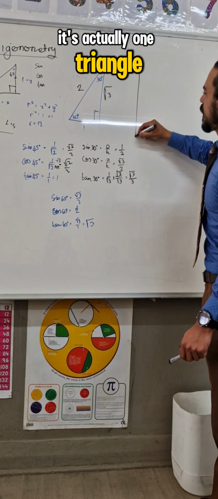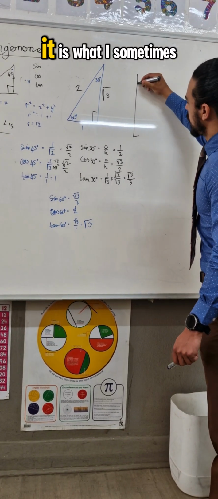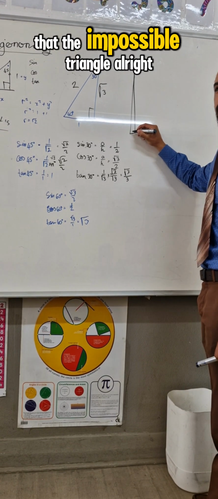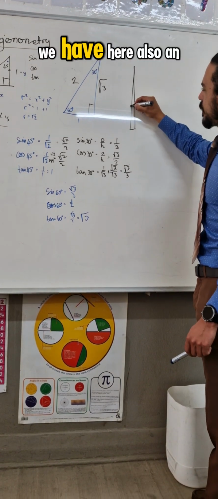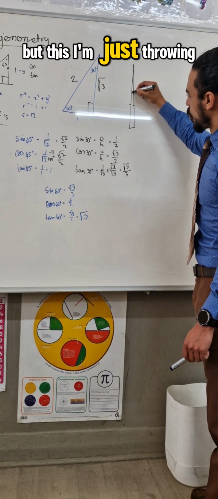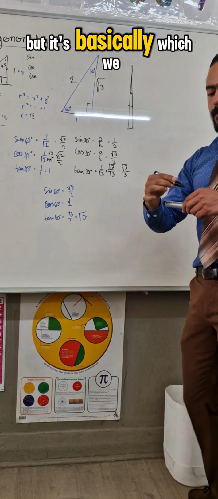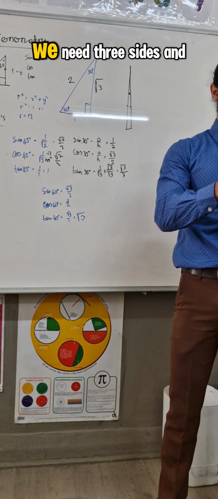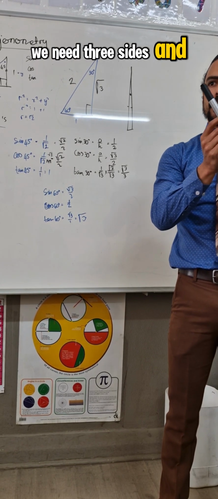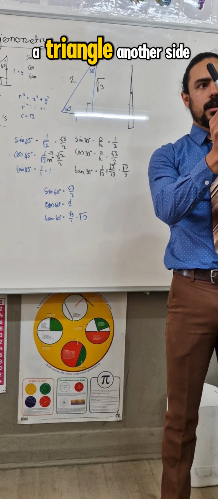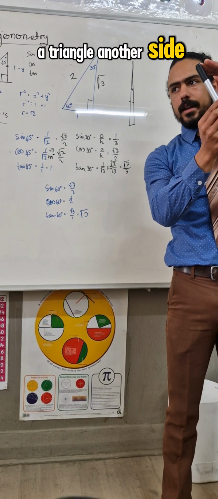It's actually one triangle, but I'm going to draw it in two ways. It is what I sometimes call the impossible triangle. Alright, so we have here also an isosceles triangle, but I'm just drawing it like this. What do we need for a triangle? We need 3 sides and 3 angles. So we need here, to create a triangle, another side.